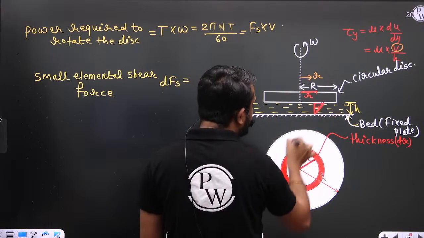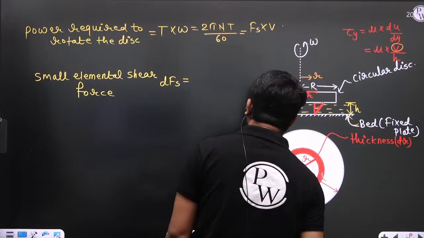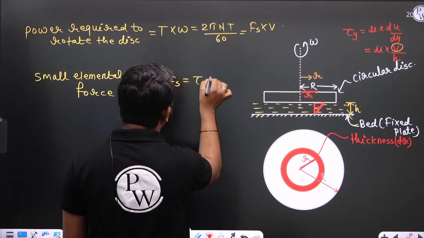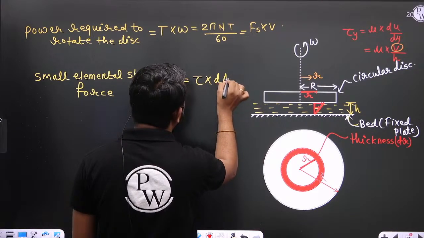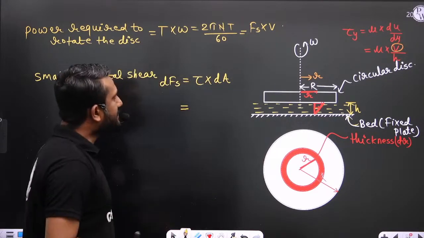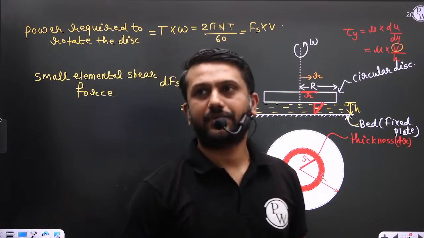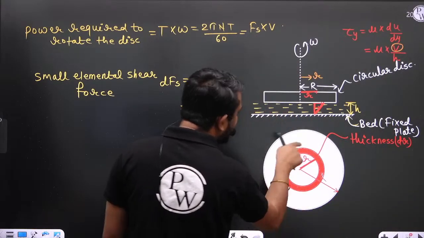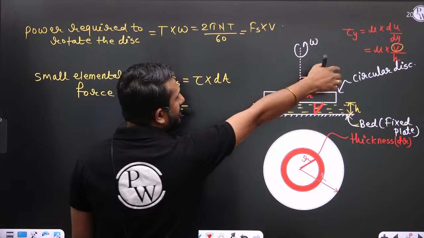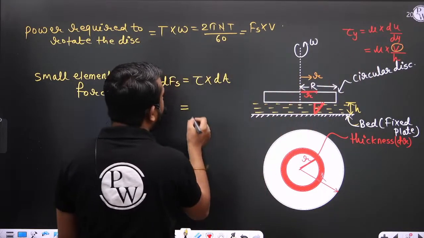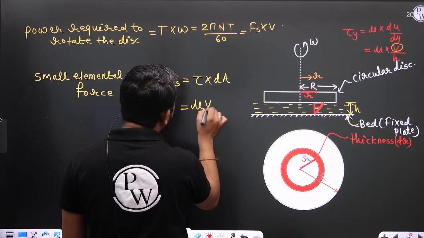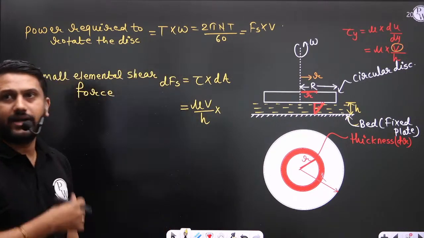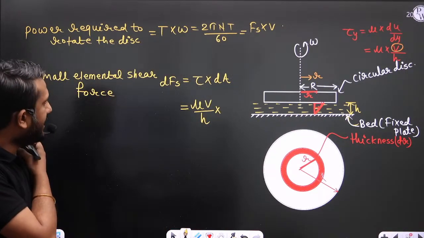And what is the velocity variation? The velocity variation is linear only. So simply we can write dFs is tau multiplied by a small elemental area, that is dA. So calculate tau first. What is the shear stress experienced by this small element? It is simple, already written here from Newton's law of viscosity. It is mu v by h, multiplied by dA.